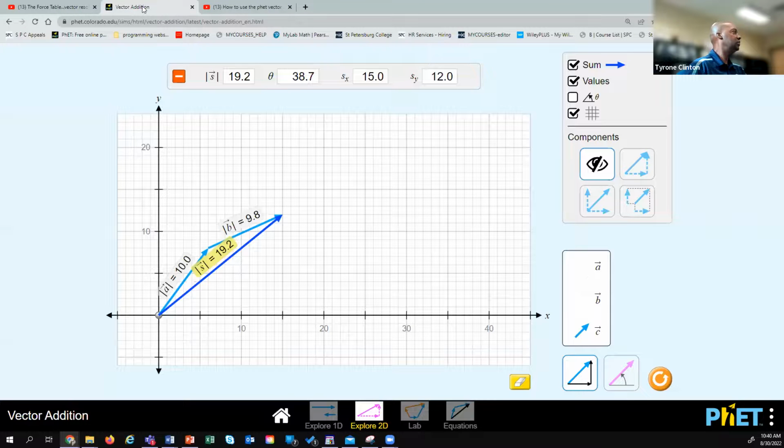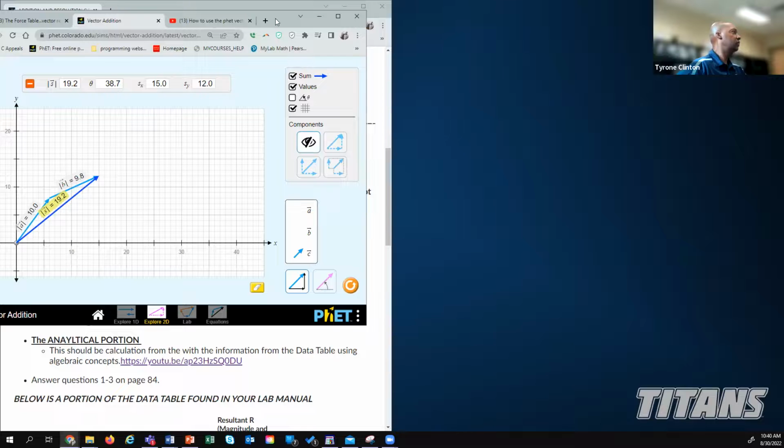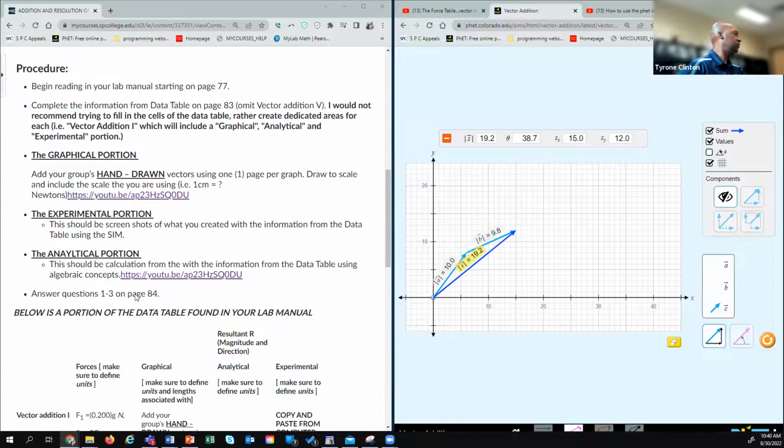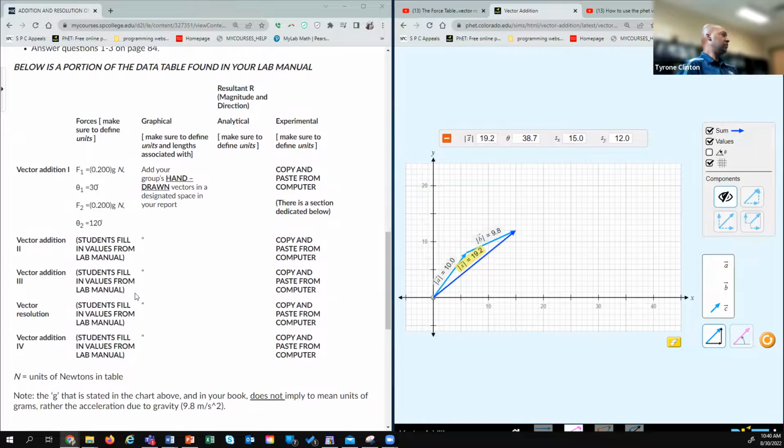My PhET simulation. Let's see if I can minimize it a little bit. All right, so here's my simulation. And now this is just some of the information that is in your book. So you're going to need to go to your lab manual to get the other, let's see, we have 1, 2, 3, 4, 5 different scenarios that you're going to need to go through. And so we'll start with the first one.